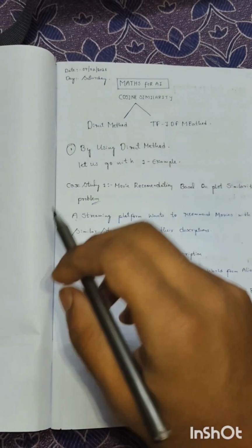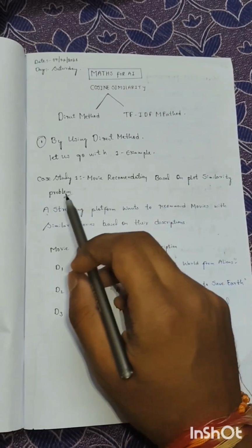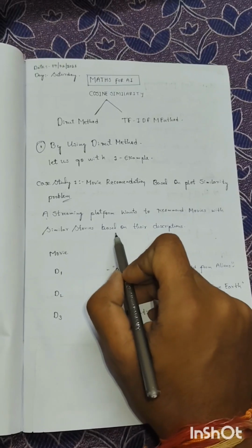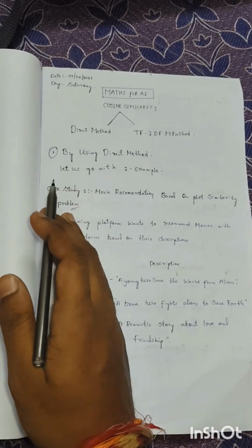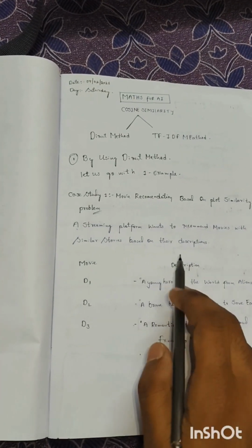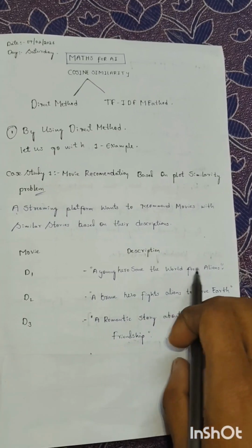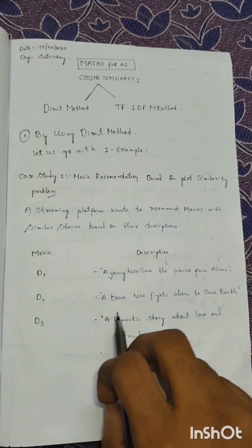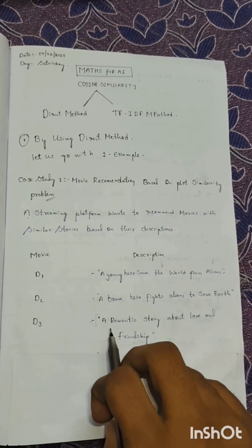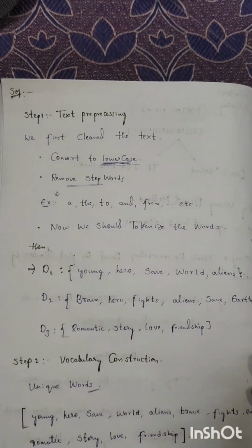Let's go with one example. Case study 1: movie recommendation based on plot similarities. Problem: a streaming platform wants to recommend movies with similar stories based on their descriptions. On this side are the movies, and this is the description. Movies D1, D2, D3. For D1, young hero save the world from aliens. For D2, a brave hero fights aliens to save the earth. D3, a romantic story about love and friendship. This is the question. Let's solve it.